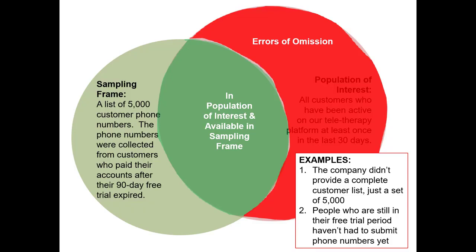But the other issue here is more problematic. Imagine there's some people who are still in their free trial period. However, because they're in their free trial period, there is no phone number yet because they don't give it until after their free trial period. So of course they can't be in the sampling frame.